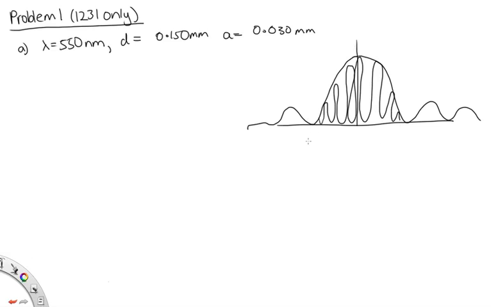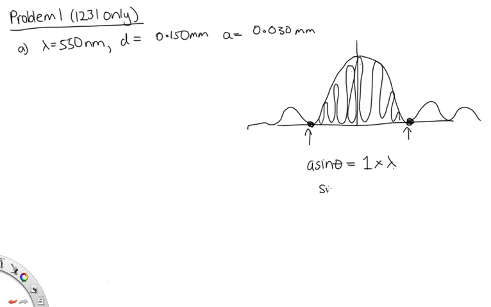So the single slit will determine where these first minimums are. These minimums will satisfy the equation a sine theta is equal to 1 times lambda. That will give us the theta at which this minimum and this minimum occurs. And then what we need to do is count up how many of these maximums from the double slit occur within that. So let's solve this and work out where these minimums are.